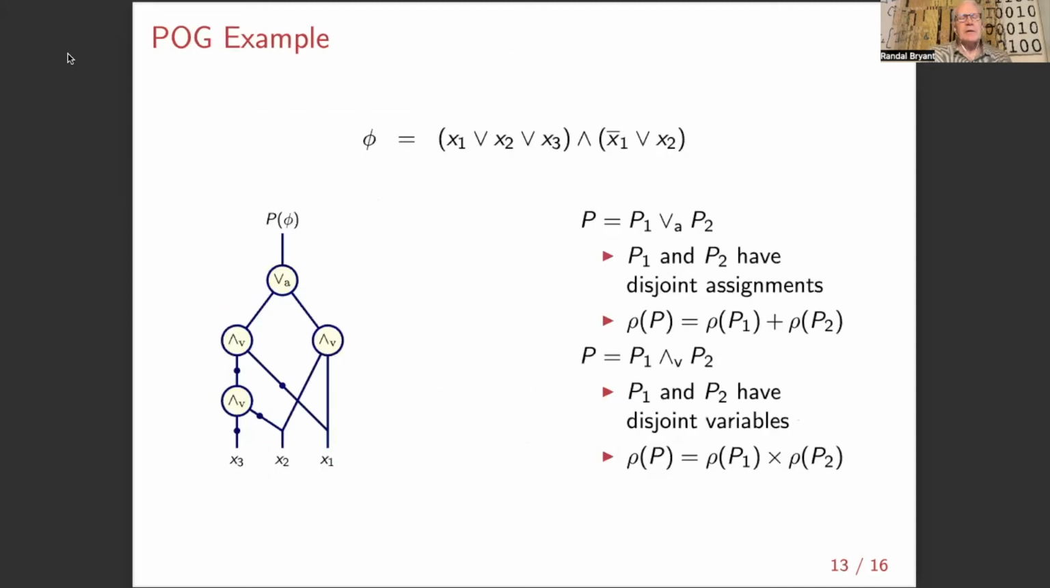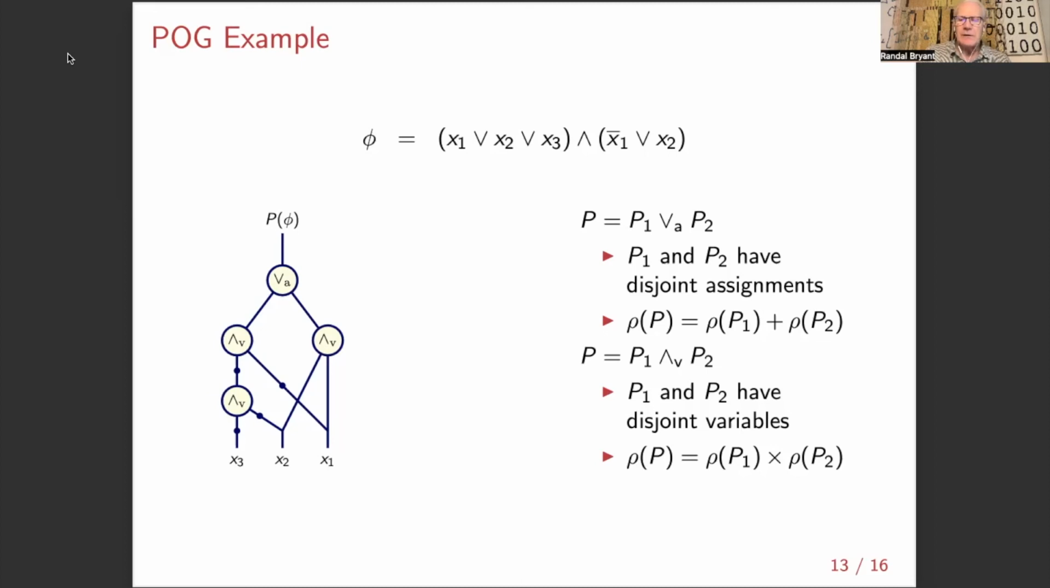So this shows an example of a formula involving two clauses and one of its possible POG representations. And you can see that it uses and, or, and not, where the blue dots represent Boolean negation. But our requirement is that anytime we do a disjunction, it's over subformulas that have disjoint assignments. And so we can compute the density of the result as just the sum of the densities of the two subformulas. And similarly, whenever we do conjunction, we require them over disjoint sets of variables. And so we can just multiply their densities to get the density of the result.